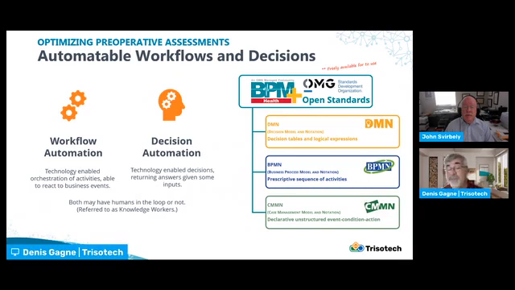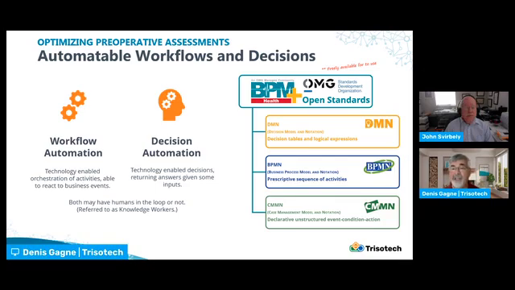OMG is made famous for being the curator of UML in the development world, but they also have over 180 different standards that they make available to the general public in an open way. The standards that we're interested in here today are listed there. DMN, which is the Decision Model and Notation, BPMN, which is the Business Process Model and Notation, and CMMN, which is the Case Management Model and Notation.